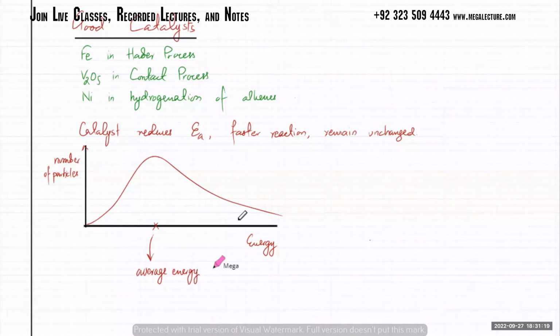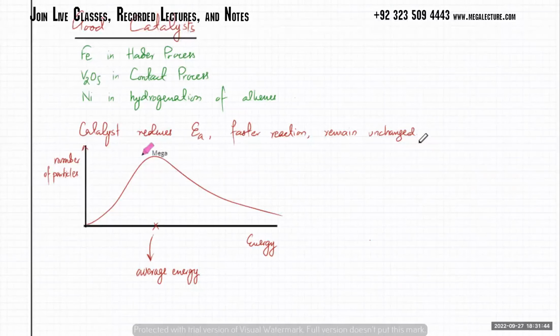Then you're going to have particles at higher energy, but there will be very few of them. You'll have particles at lower energy, but there will be very few of them. So the height of the graph will be lower. Fewer particles at higher energy, fewer at lower energy. The maximum number of particles will be around the average energy. So they link this with catalysts as well.